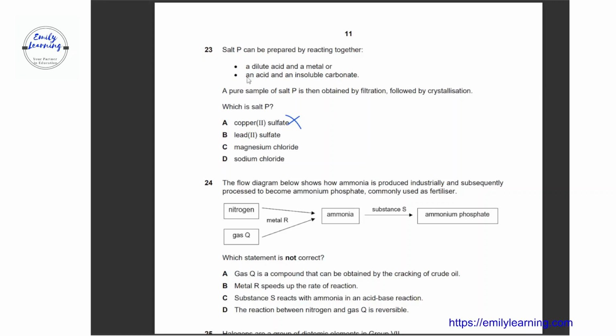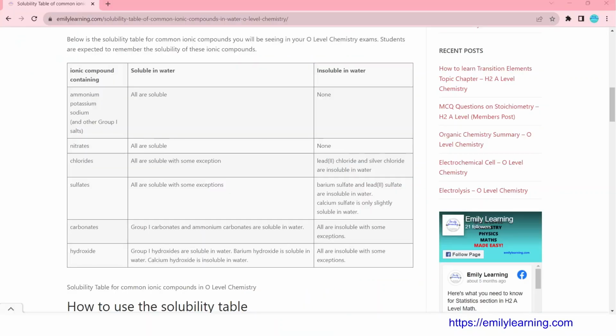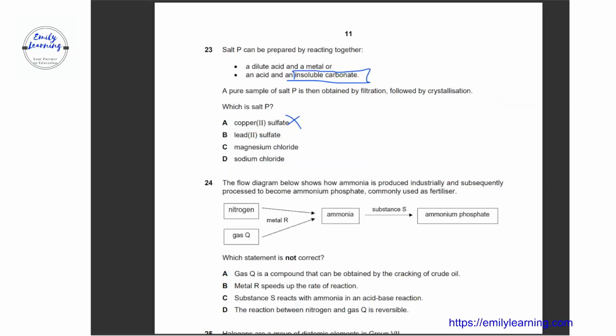Okay. Next, an acid and an insoluble carbonate. In other words, this metal must form an insoluble carbonate. So what carbonates are insoluble? Basically, if you look here, as long as it's not a group 1 carbonate or an ammonium carbonate, it will be insoluble. So we eliminate the sodium carbonate option. The reason is that sodium carbonate is soluble, and they already tell us that it is an insoluble carbonate. So sodium carbonate is out.